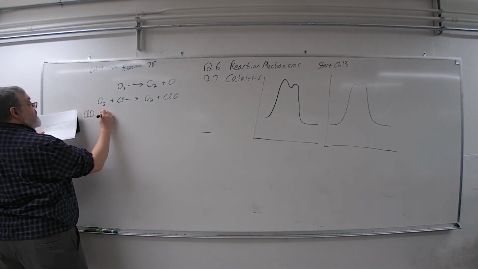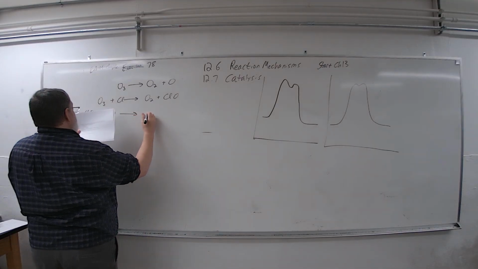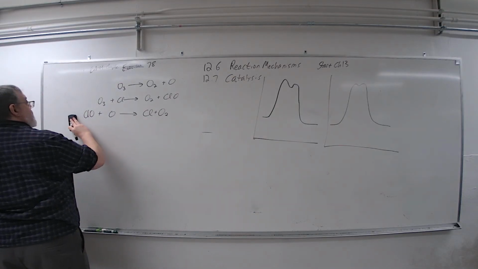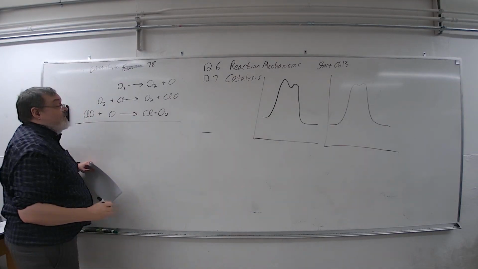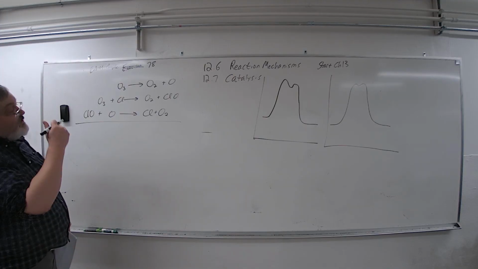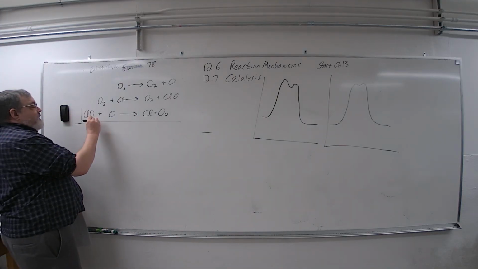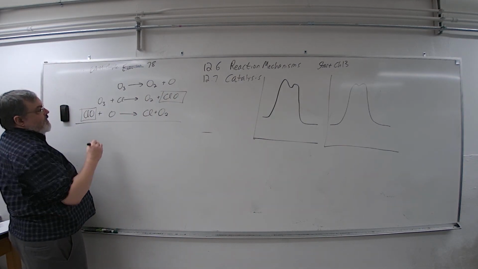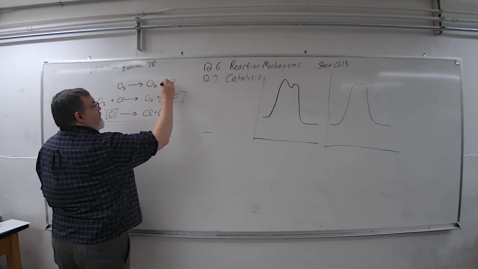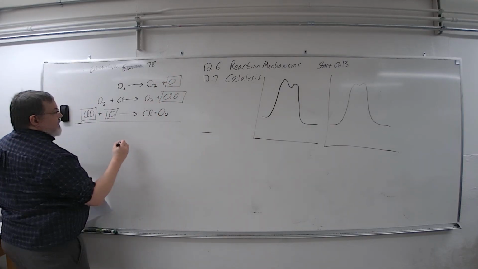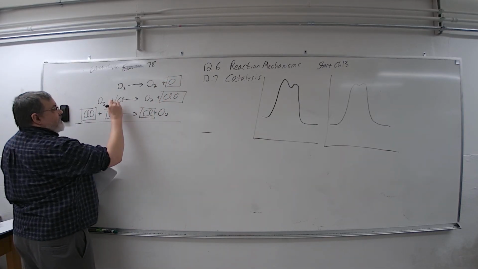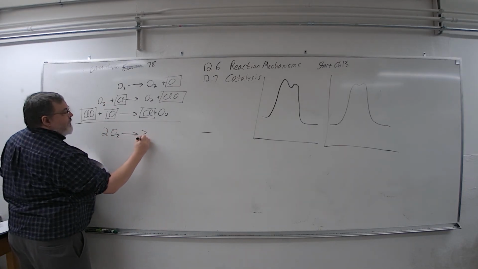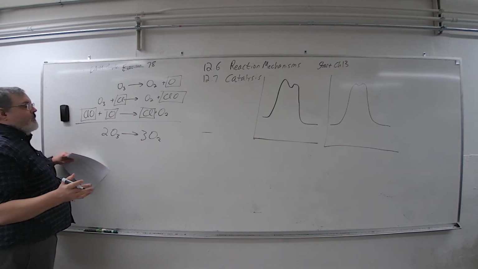ClO plus O. All right, if I took this and I said, you know what, I want to know what this overall reaction is. ClO, ClO, O, O. There's a Cl I can cut out. And look what I've got. 2O3 becomes 3O2. That was the first example I wrote up here.